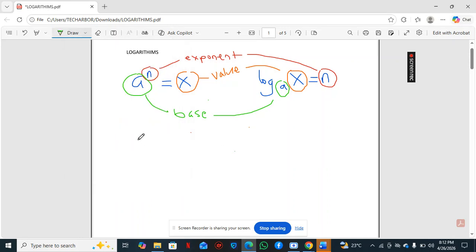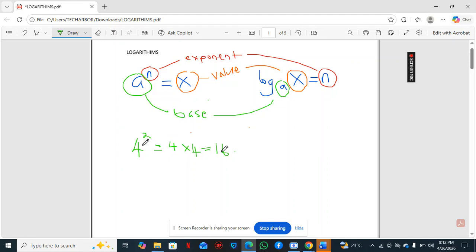For example, here we have 4 to the power 2. According to indices, 4 to the power 2 is the same as 4 times 4, which is 16. In indices, this is just how many times you're multiplying a number. Since it's to the power 2, that's why we're multiplying 4 twice.